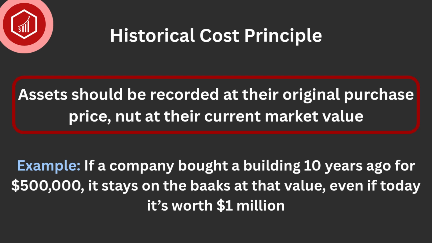The next principle is the historical cost principle. The historical cost principle says that assets should be recorded at their original purchase price and not at their current market value. For example, if a company bought a building 10 years ago for, for example, $500,000, it stays on the books at that value, even if today it's worth $1 million. So it increased, but in the financial statements, we still record it as $500,000. This provides objectivity and avoids inflated numbers on the financial statements.